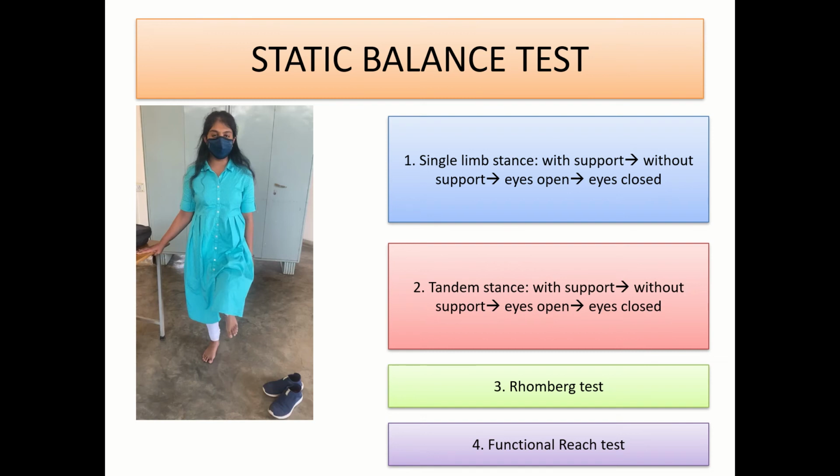There's one more test known as modified Romberg test, wherein the patient is asked to do the same test. Especially there are three types of modification. One is wherein she is going to do the tandem stance, one is wherein she is going to do the single limb stance, and one with single limb stance and her hands across the chest and away from the chest. These are the three modifications of Romberg test. So let's look at the video.